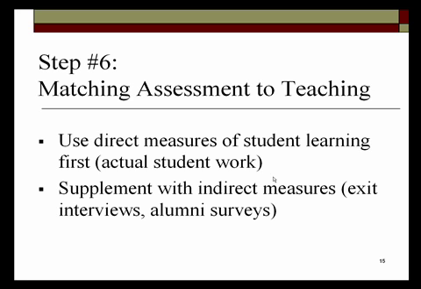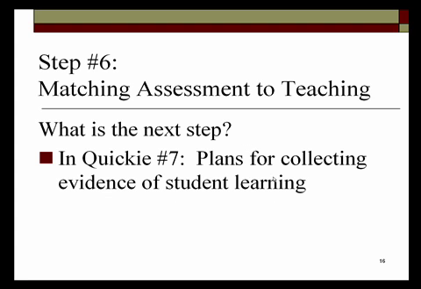What about indirect measures? Well, the best strategy is to try to obtain direct evidence of student learning first from actual student work or ratings of student learning on specific SLOs by experts. Then you can supplement your assessment of student learning with indirect measures such as student exit interviews or alumni surveys.